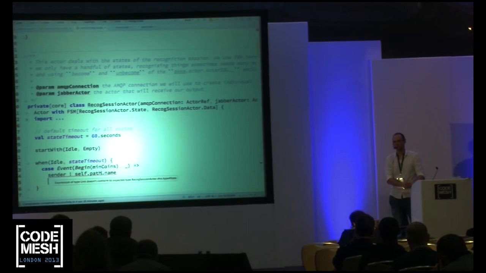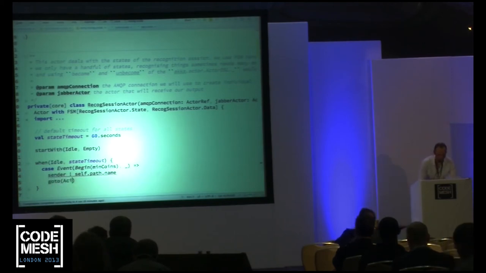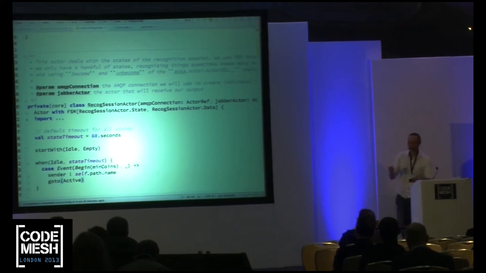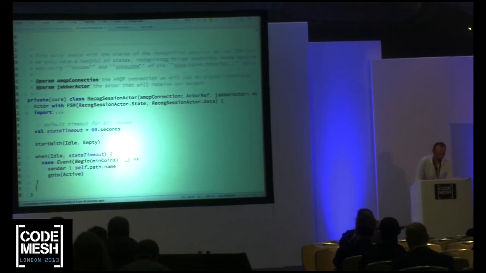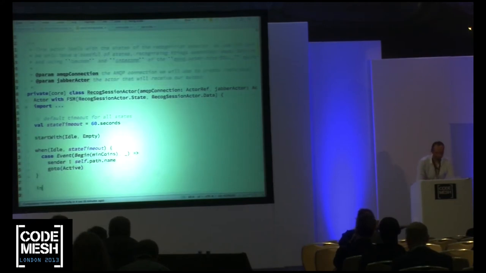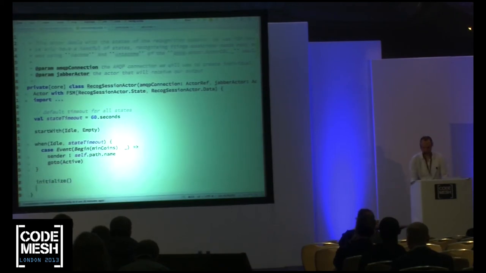Because we're in an FSM, and the question is, where do we go next? So we were idle, we received the begin message, and I happen to have a state called active. So we can do that. And now it's happy. So we were in the idle state, we had empty data, we received the begin message, and we go to the active state. I'm sure we do something really exciting in the active state, but let's leave that for now. And what we need to do here is to initialize the Akka FSM. Okay, so that's all good.